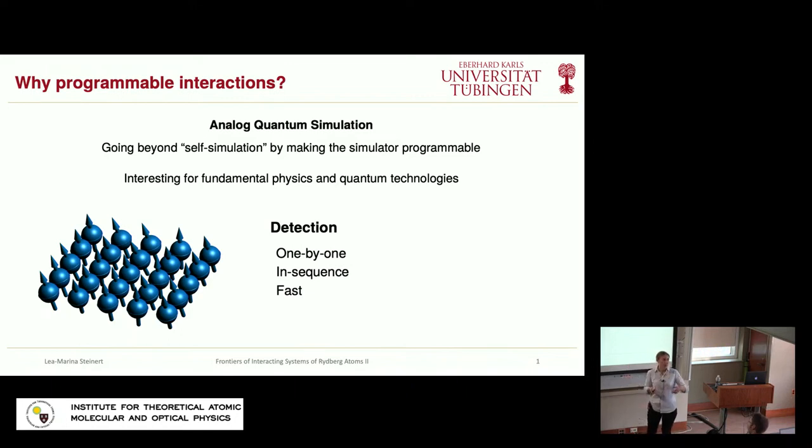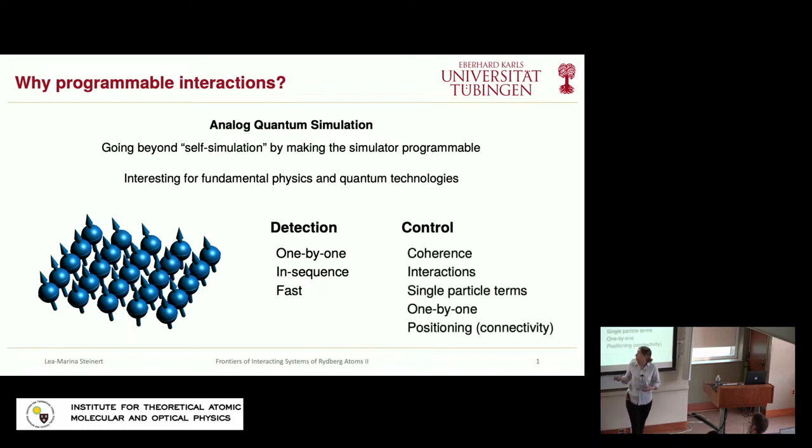You want to observe spin dynamics and correlations. You want to do real-time observations, so you need to be fast, and you might even require to do it in sequence, like doing actual feedback. Then meanwhile, you want to preserve the state of your system, so you want to have low decoherence.